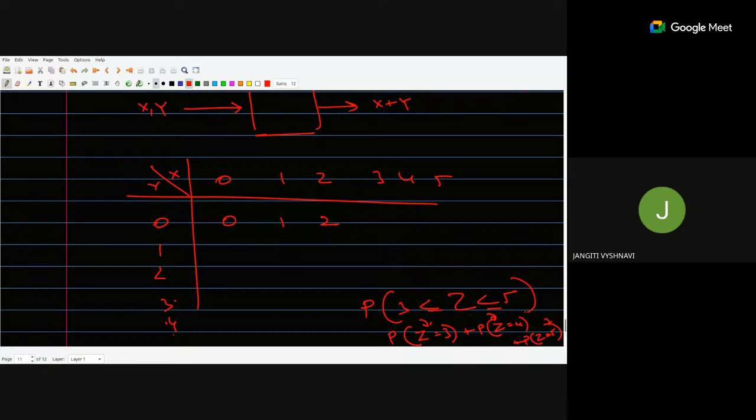Sir, what is the difference between question 2 and question 3? Question 2 is asking about the probability mass function value, the PMF value, small f. And capital F is the cumulative distribution, right? Cumulative distribution. Okay, sir. Okay, fine.